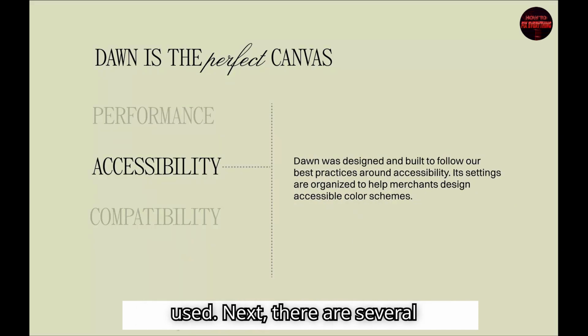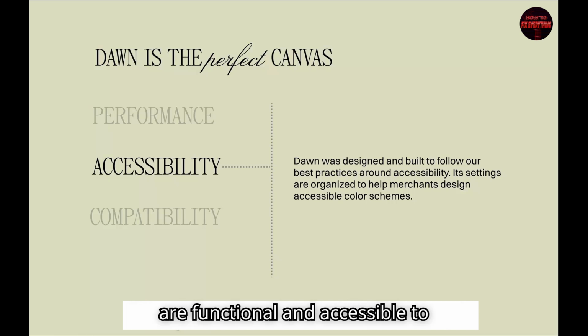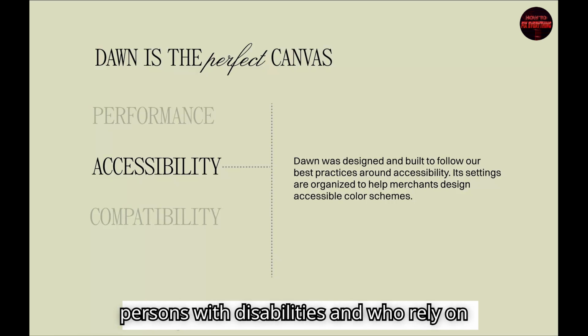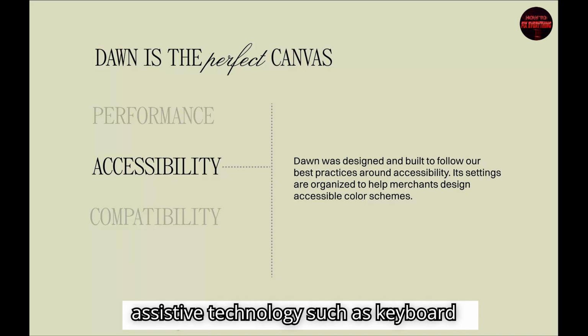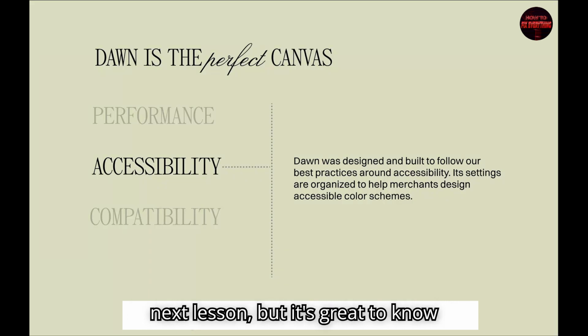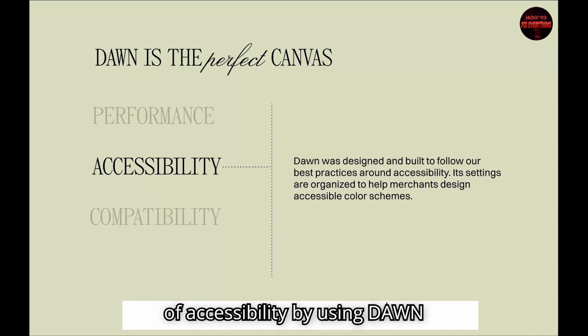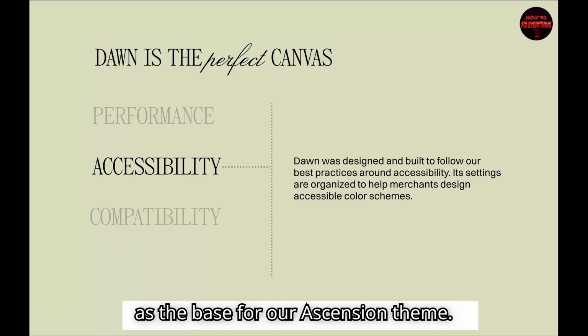Next, there are several considerations to ensure that websites are functional and accessible to persons with disabilities and who rely on assistive technology such as keyboard navigation or screen readers. And fortunately, Dawn was designed and built to follow best practices around accessibility. We'll discuss more about building accessible experiences in the next lesson, but it's great to know that we have a good foundation in terms of accessibility by using Dawn as the base for our Essentia theme.